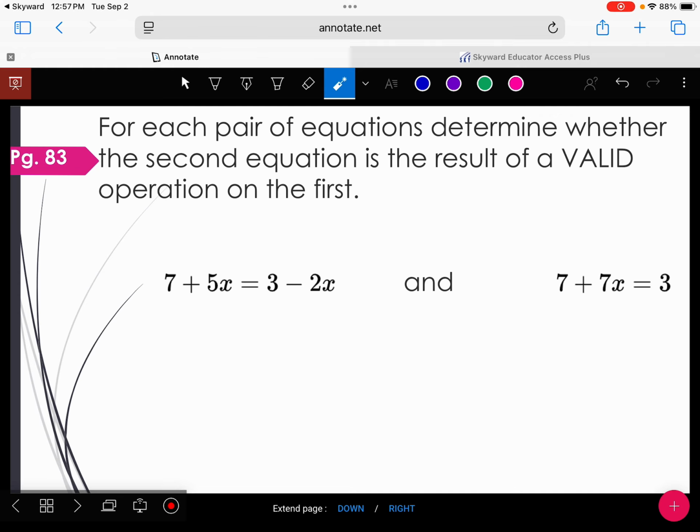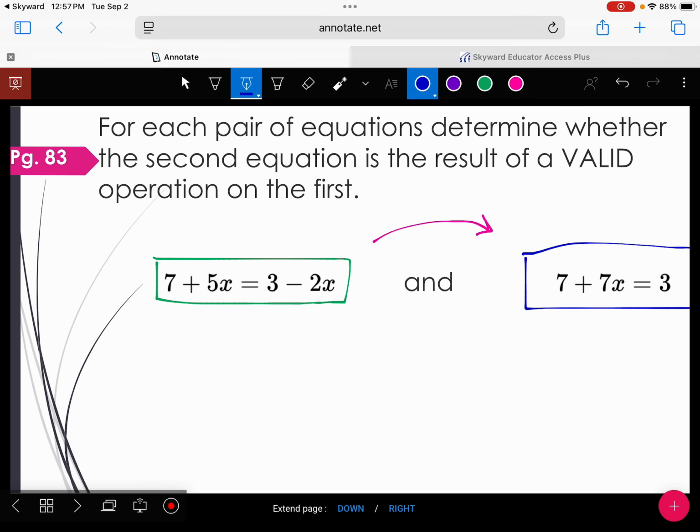So you could go through these and get them all the way down to an answer and see if they work. Totally valid. But what we're really trying to do is see how they went from this one, what did they do to get over to this one? What did they do, and are they allowed to do that? Oh, they got rid of the X's. How did they do that?